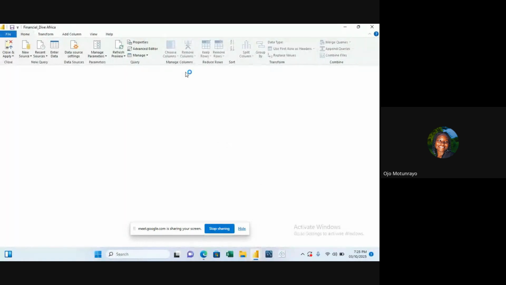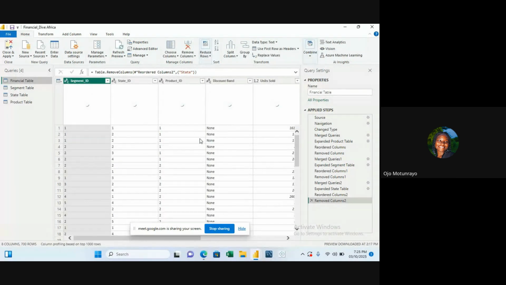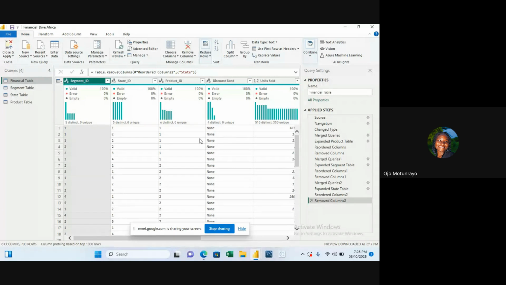The reason why I asked everyone to open their Power BI, I dropped it in the chat box, is because this Power BI sometimes takes time before it will load. So, can we go back to our transform? Go back to our Power Query. So as you can see, this place is very familiar because we've gone through it in Excel. So it shouldn't be an issue.